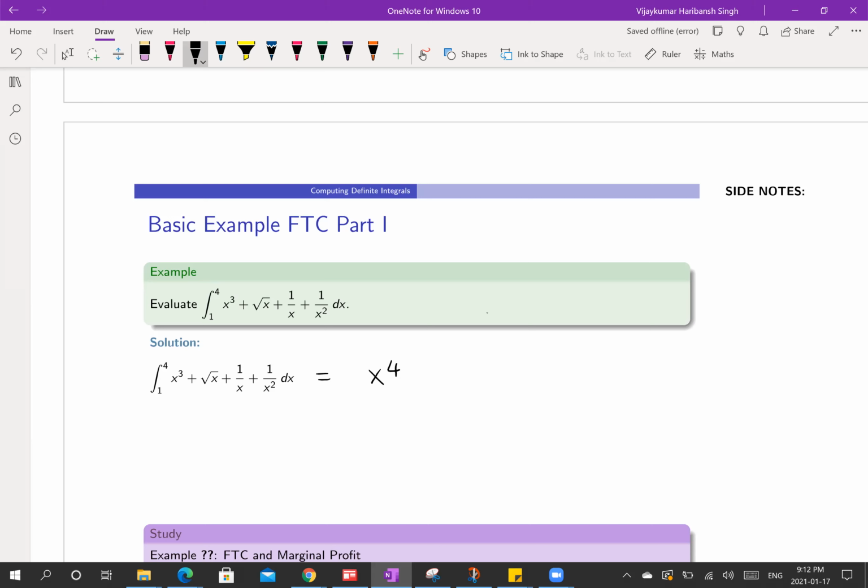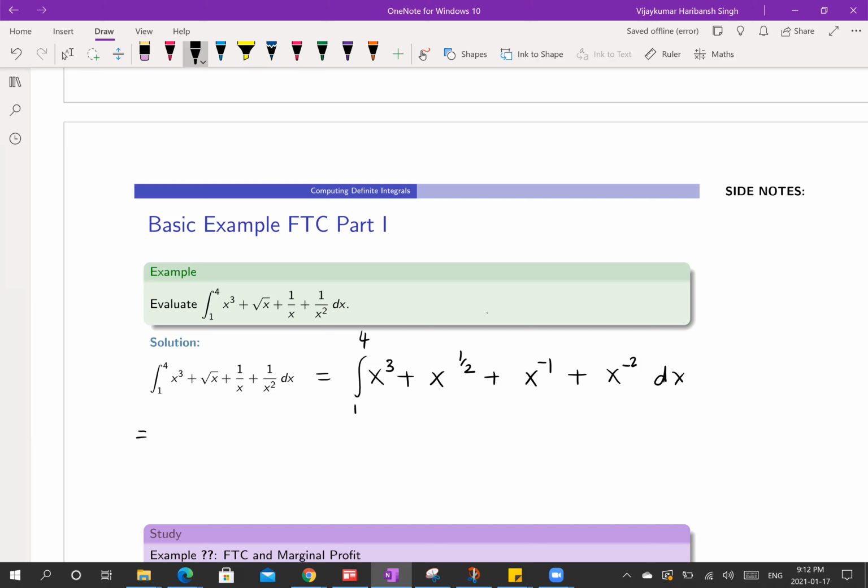So this is going to be the integral from 1 to 4 of x cubed. First step, I'm going to write it as proper powers. This is going to be x to the power half plus x to the power minus 1 plus x to the power minus 2 dx.